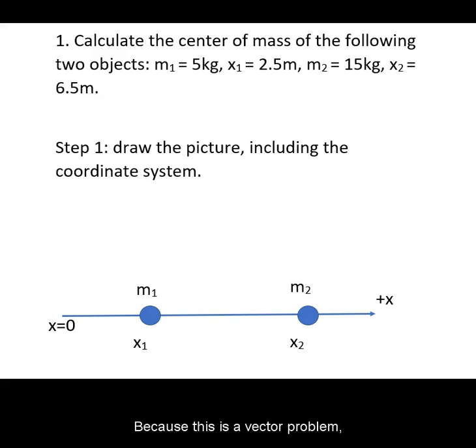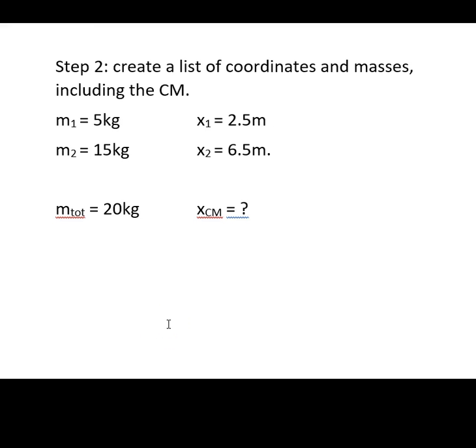Because this is a vector problem, draw a picture and declare a coordinate system. For center of mass problems, the two variables that are important are mass and position, keeping in mind that position is a vector, so keep track of plus and minus.